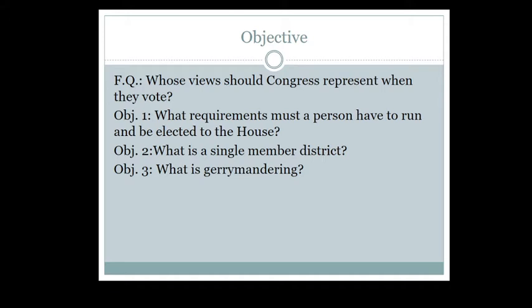You'll remember that our focus question is going to stay the same, which is how should these representatives be representing their constituents? Should they be politico? Should they be trustee, delegate, partisan, whatever it is? Which way should they be representing them?